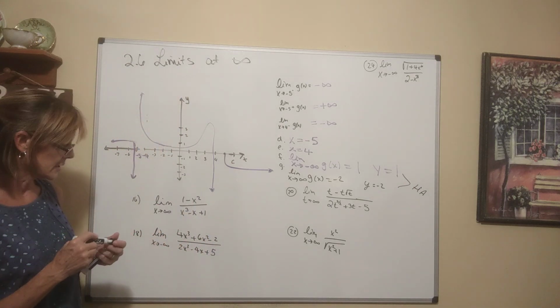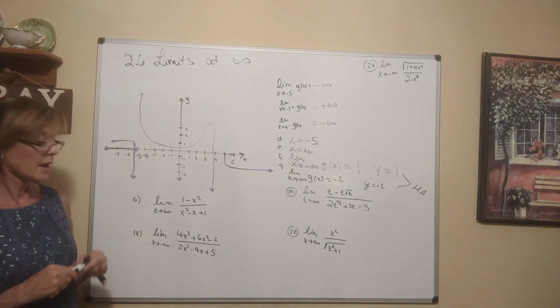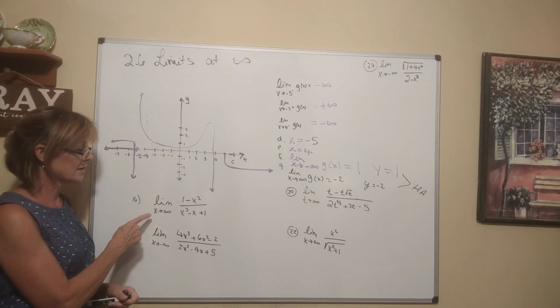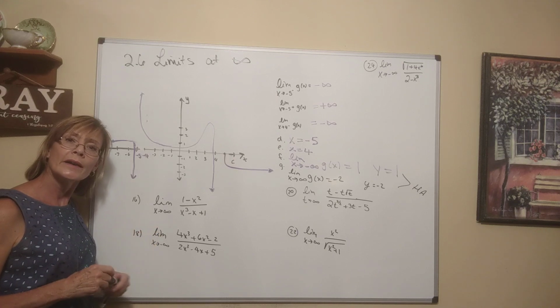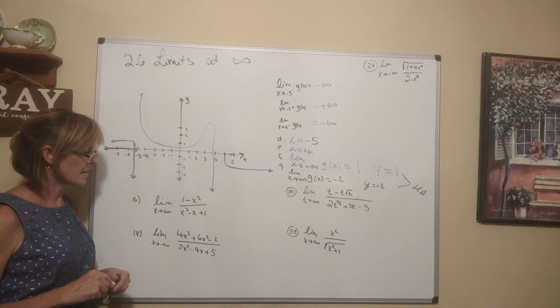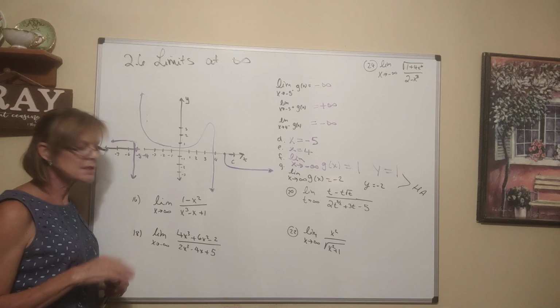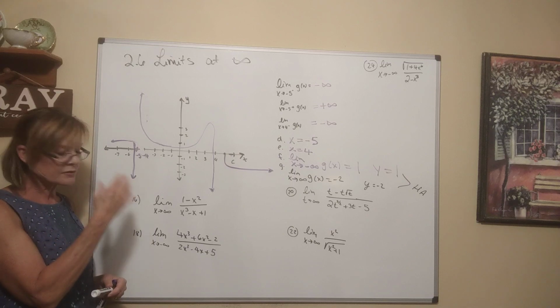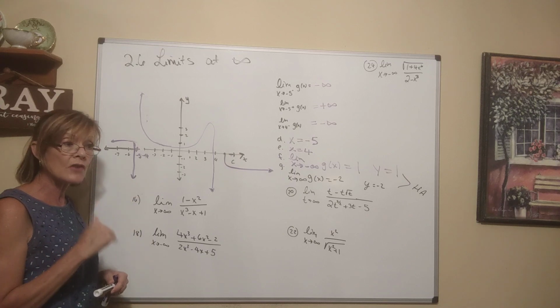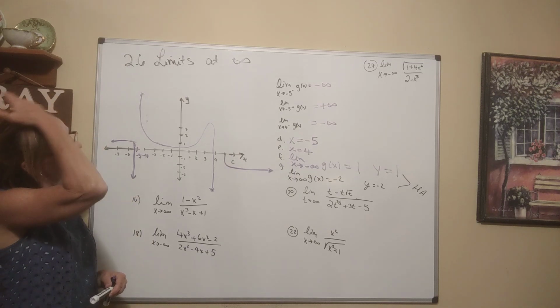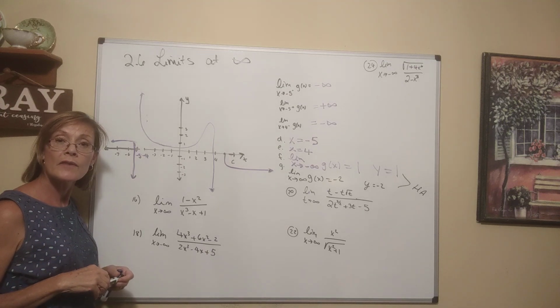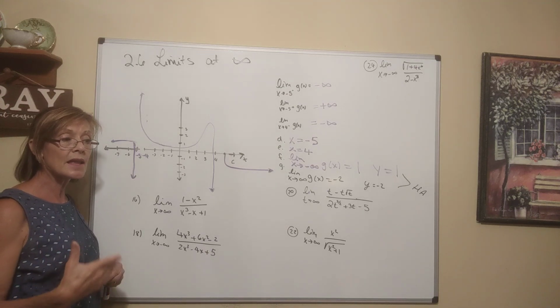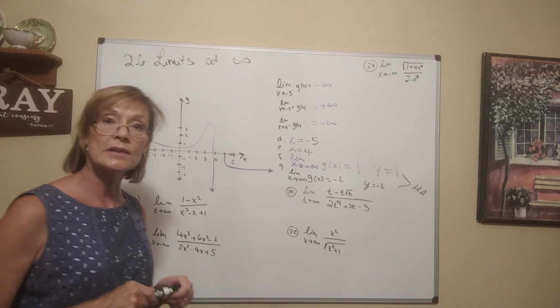Now let's look at these problems here at the bottom. What if you don't have a picture and you just have a limit you have to evaluate as x goes to infinity? What can you say about that? Well, this is the technique that you can use when you have a rational function like this. If it's a rational function, you can divide the numerator and the denominator by the highest power of x that you see, and then that makes it easier to evaluate, to see what's happening.